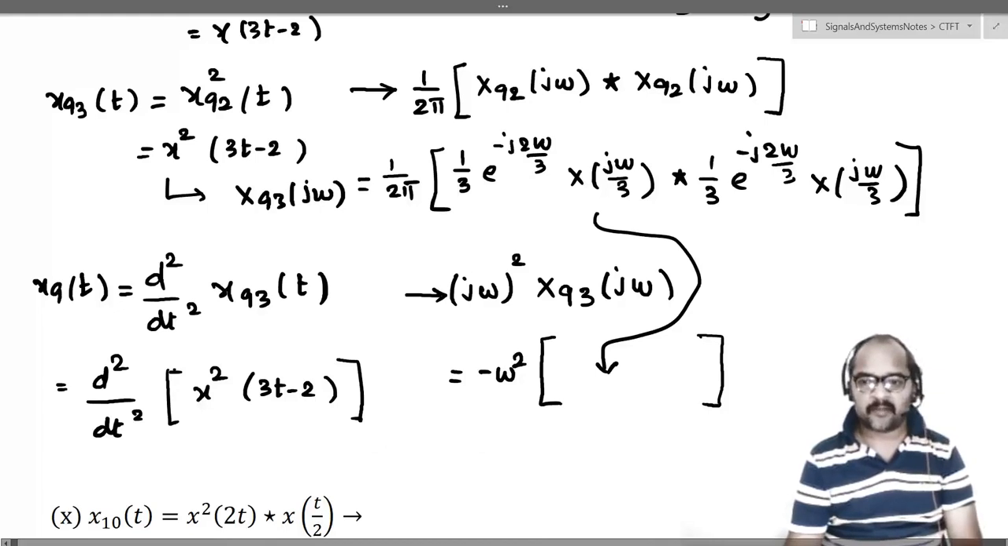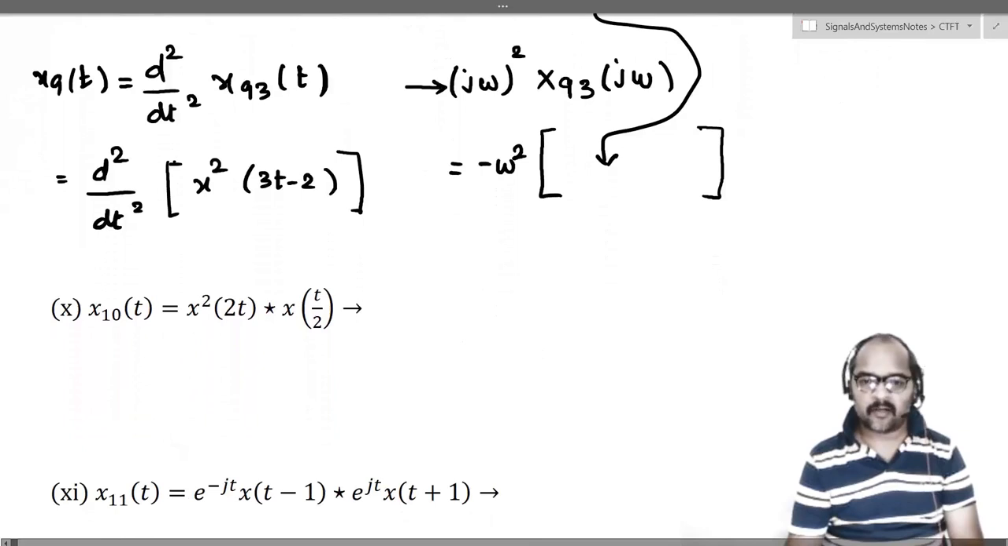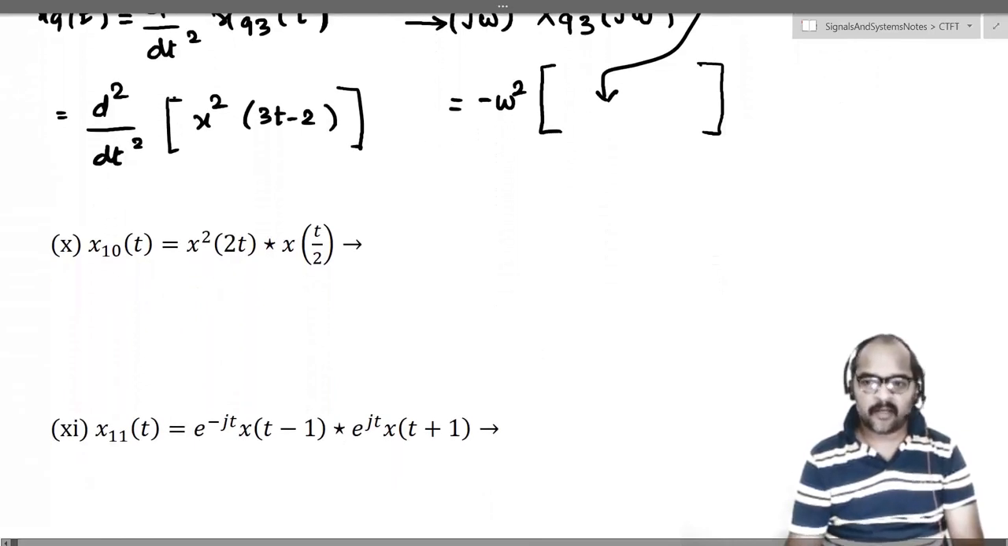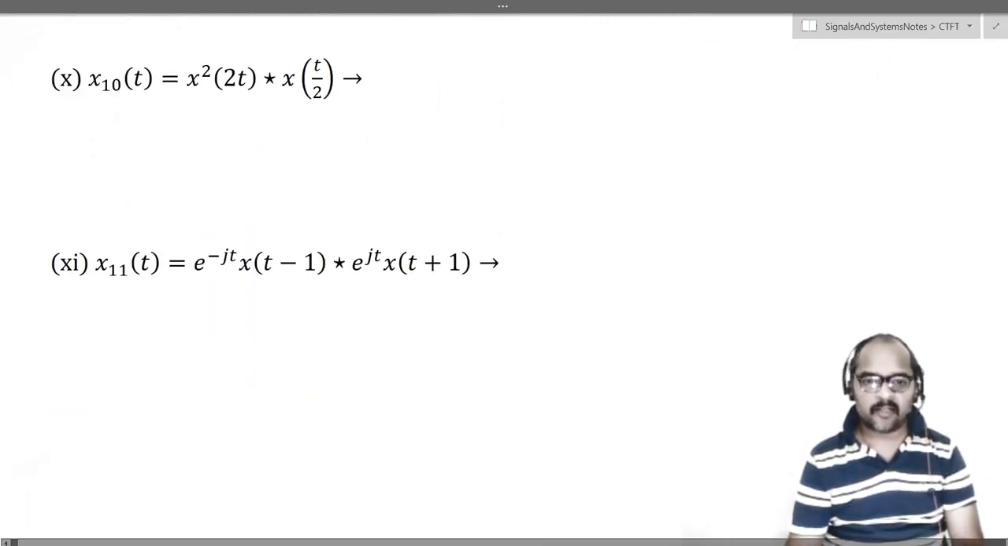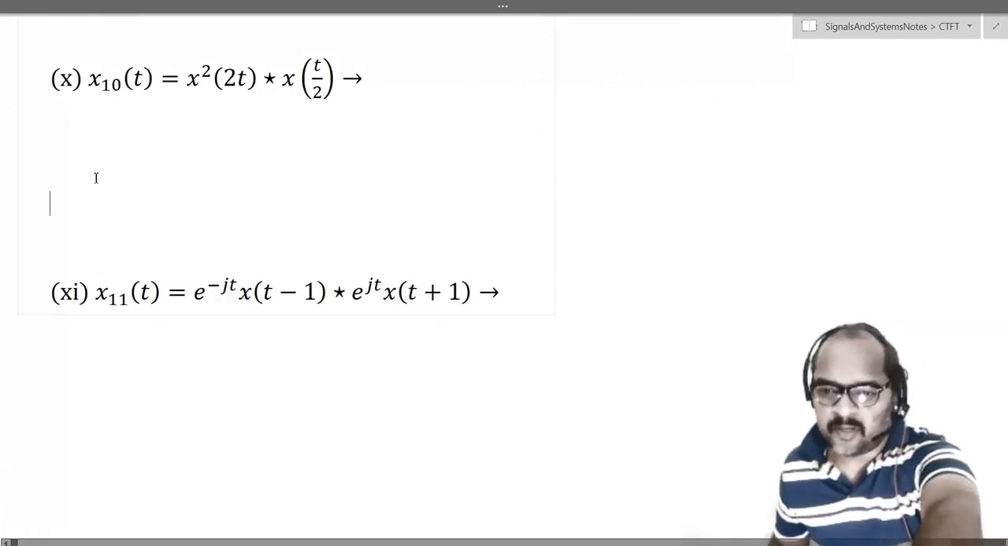It looks complicated, but if you do it by divide and conquer, it would be easy. Let's move on to the 10th problem, which is this one.